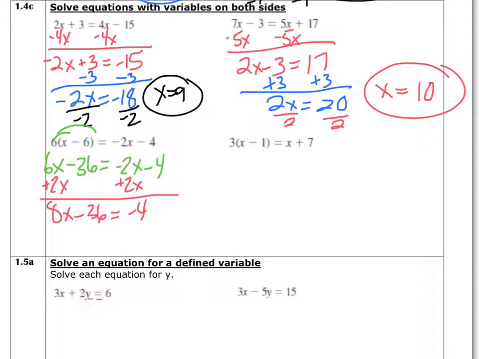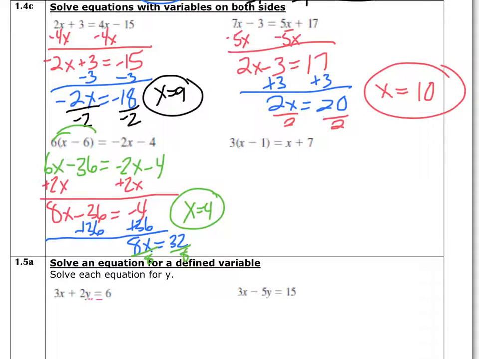To move a minus 36, I'm going to add 36 to both sides. When you do that, you're going to be left with 8x equals a positive 32. To back out 8 times x, you're going to divide by 8. And when you do that, you're going to get that x is equal to 4.